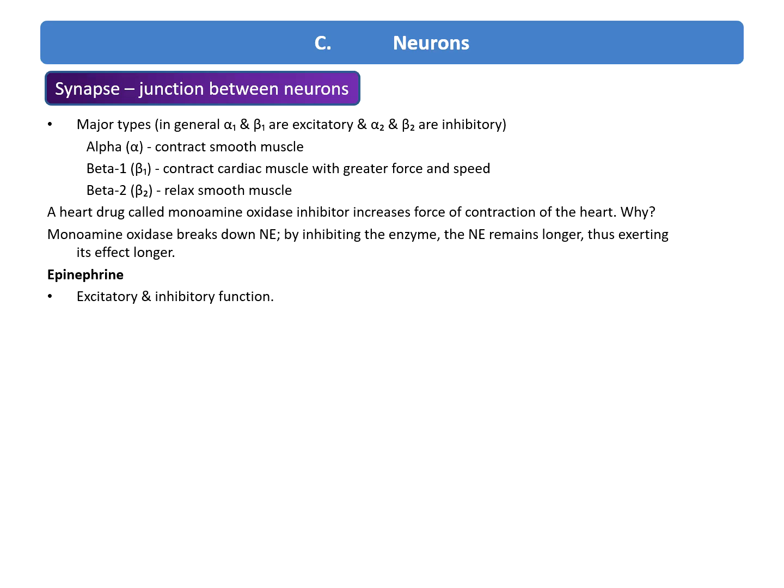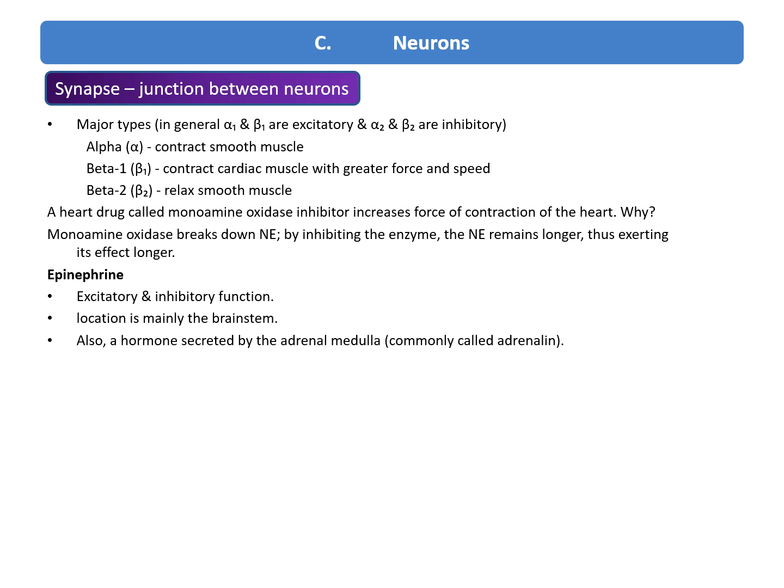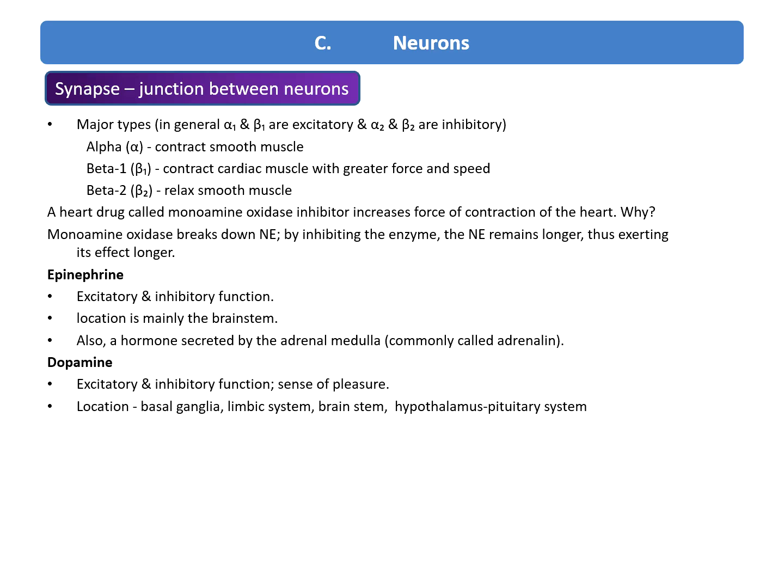Epinephrine. It's an excitatory and inhibitory neurotransmitter. Its location is mainly in the brain stem. Also a hormone secreted by the adrenal medulla. This is commonly called adrenaline. Dopamine is yet another. It's excitatory and inhibitory. It also gives a sense of pleasure. It's located in the basal ganglia, the limbic system, the brain stem, and something called the hypothalamus pituitary system. We'll discuss these a little later.